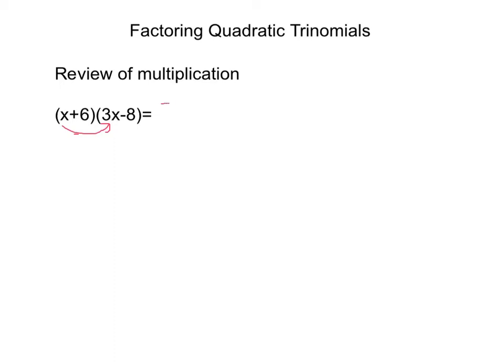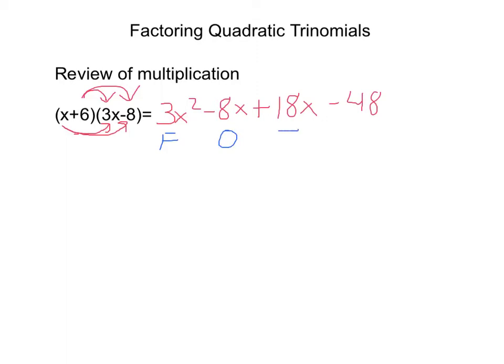So x times 3x is 3x squared. That's the first terms. Then the outer terms, x times negative 8 is negative 8x. Our inner terms that we multiply together would be 6 times 3x, or plus 18x. And 6 times negative 8 then is negative 48, and those are our last terms. So if you notice, we multiplied the first terms of the binomial, then the outer terms, then the inner terms, and then the last terms of each binomial.